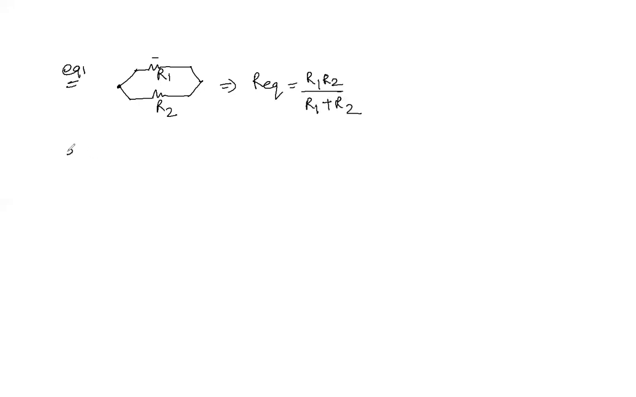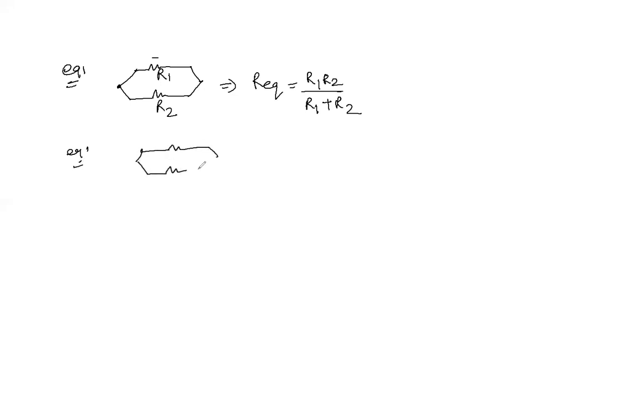And one more important thing: how to do a few of the questions quite quickly. If there are two resistances in parallel to each other, let's solve it instantly. As we know, this is R1 and this is R2. So R equivalent is R1 R2 divided by R1 plus R2.